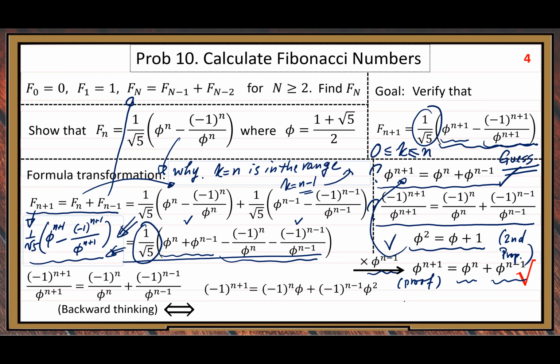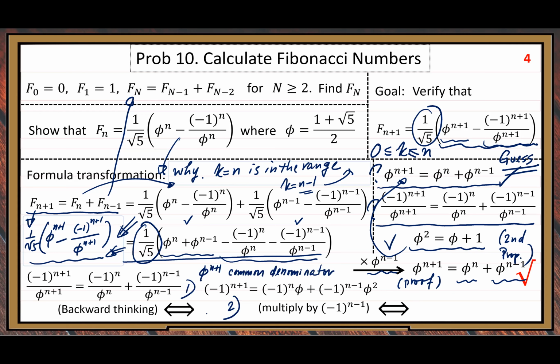First, I remove the denominator part by multiplying by the common denominator, phi to the n plus one. You multiply both sides of that equality by it, because we need to verify it. We use backward thinking, all right? So we treat this as the first round of simplification. We remove the denominator part by multiplying by the appropriate common denominator.